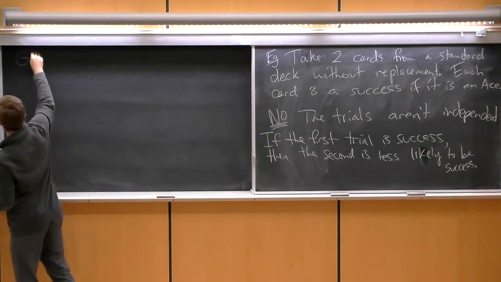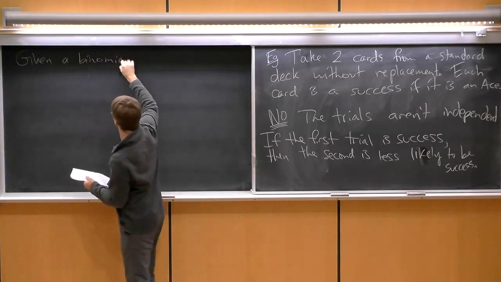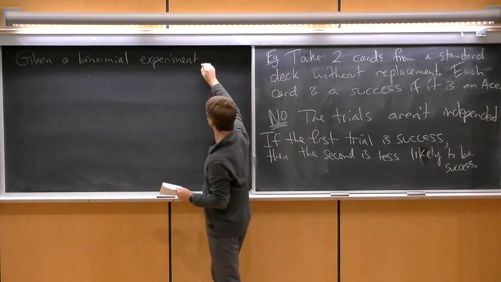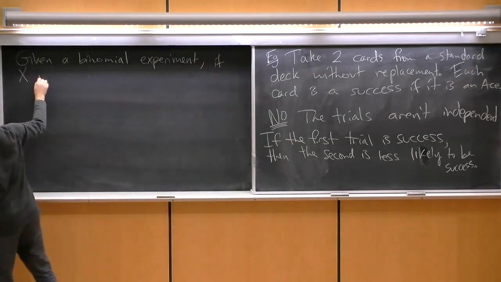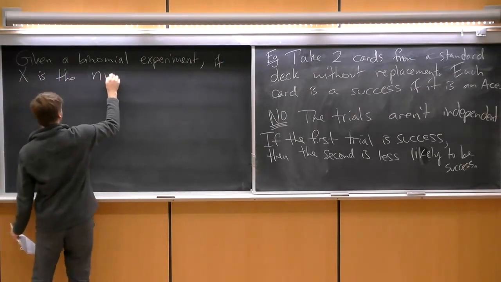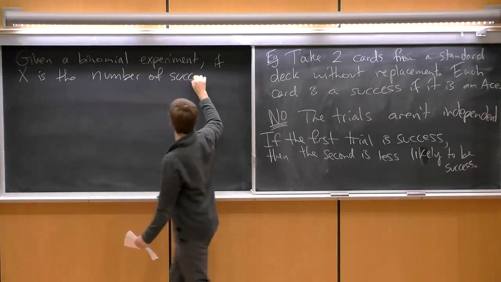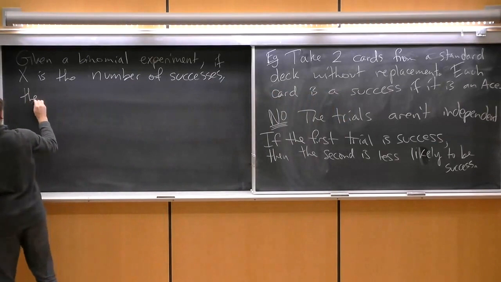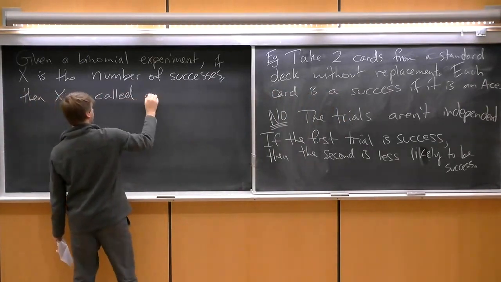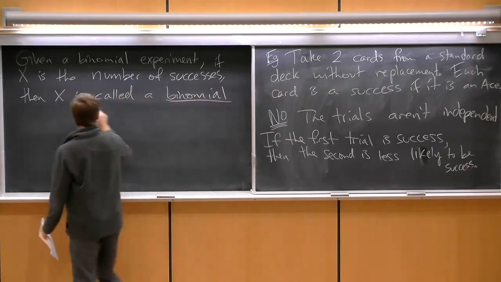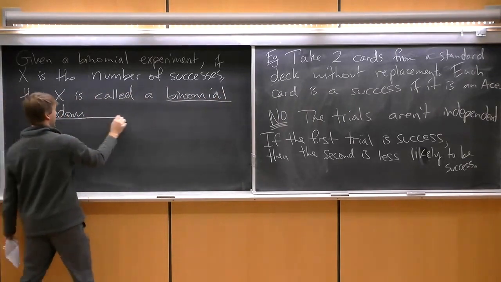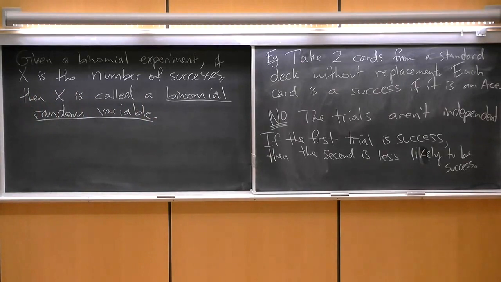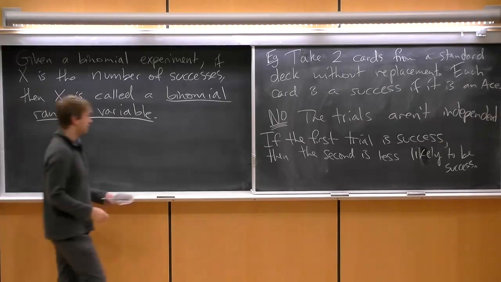Okay, so another definition. Given a binomial experiment, if x is the number of successes, then we call x a binomial random variable.